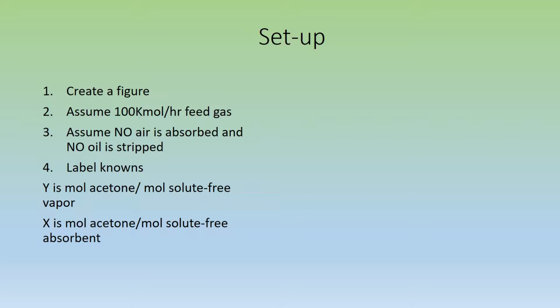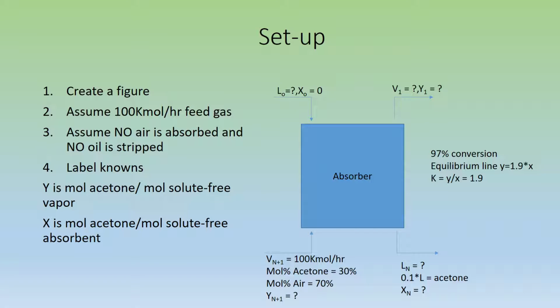First we need to create a figure. Boom, done. Not that hard. Assume 100 kilomole an hour feed gas. We're also going to assume no air is absorbed, and it tells us no oil is stripped. We'll label K is equal to y over x, and I just put it in here because it was really simple, and that is equal to 1.9 using the equilibrium line.